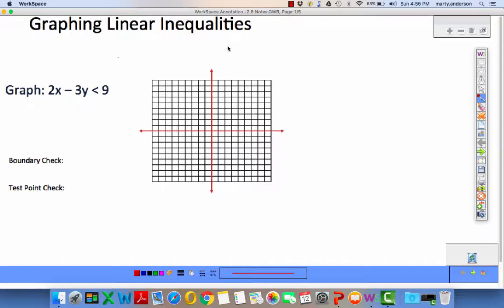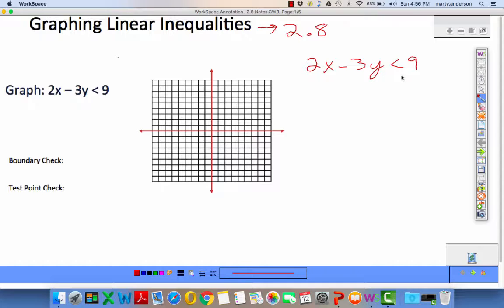Okay, we're going to do a little graphing inequalities short lesson. This is 2.8 Algebra 2. First thing we're going to do is take our equation 2x minus 3y is less than 9. Make sure you've got your packet open to the slides for this section, obviously.